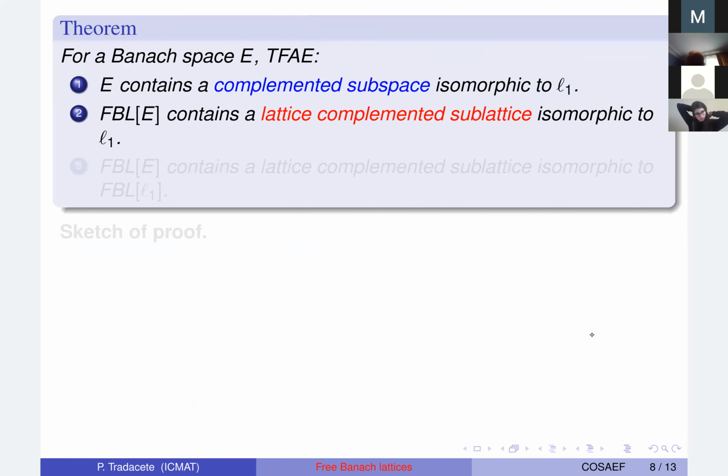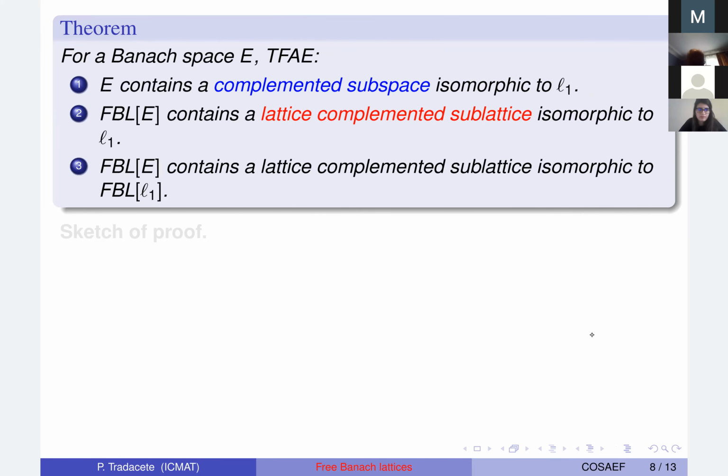Okay, and another thing I want to mention is containing copies of L1. If you start with a Banach space which contains a complemented subspace isomorphic to little L1, which is clearly a Banach space property, this happens to be equivalent to the corresponding free Banach lattice having what we call a lattice complemented sublattice isomorphic to little L1. By lattice complemented, I mean I have a sublattice, which is little L1, and there's a lattice projection onto it.